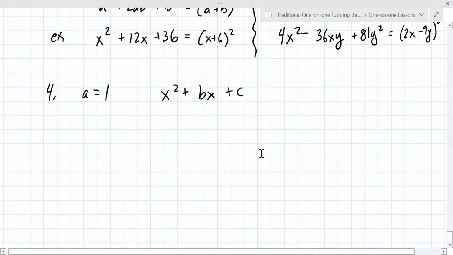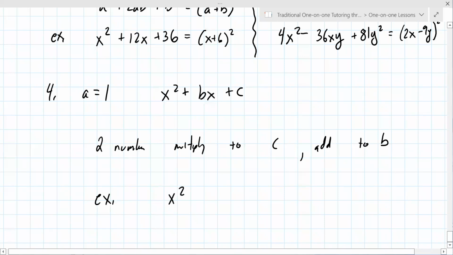Okay. So the A equals one is the two numbers that multiply to C and add to B. So it'd be like X squared times C. When you add it up, it has to be BX. Yeah. This is an example. One there is really key.